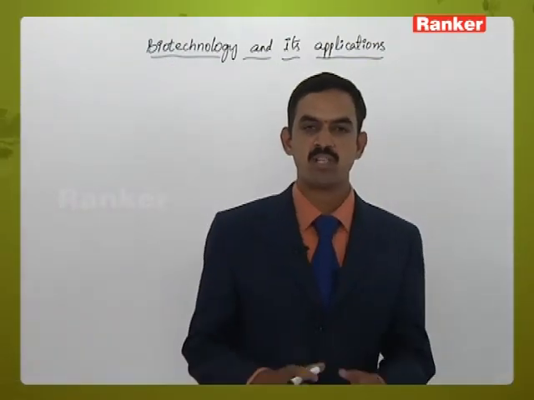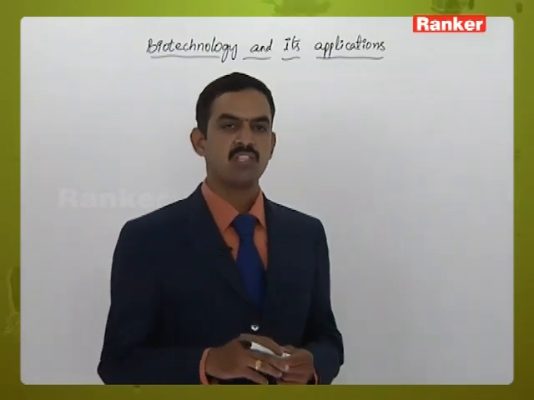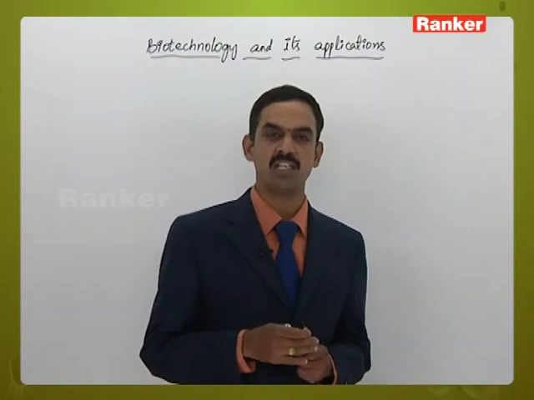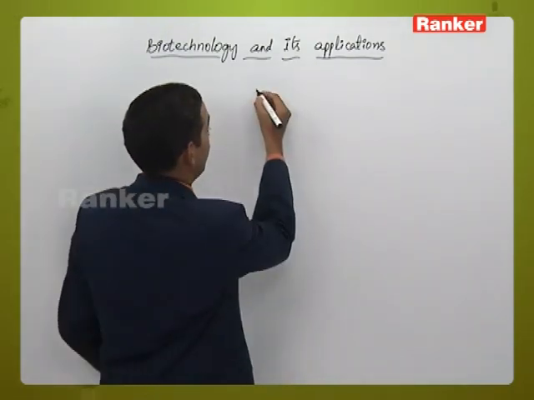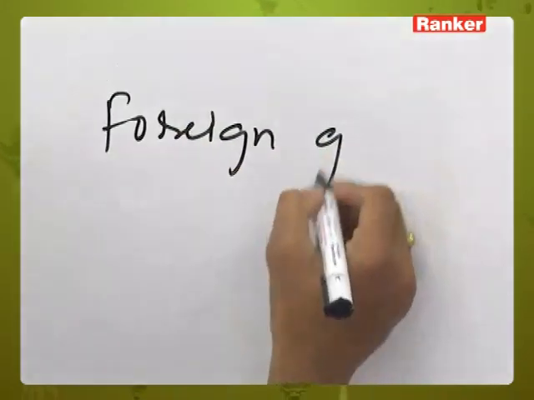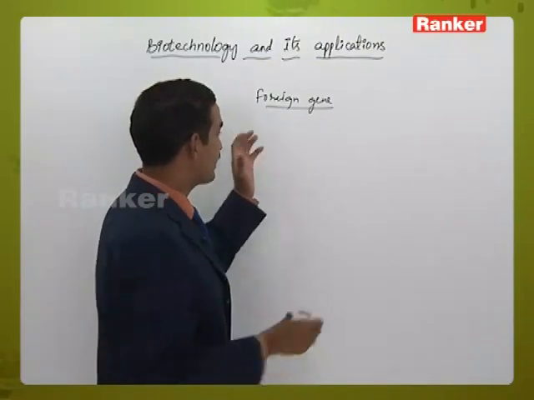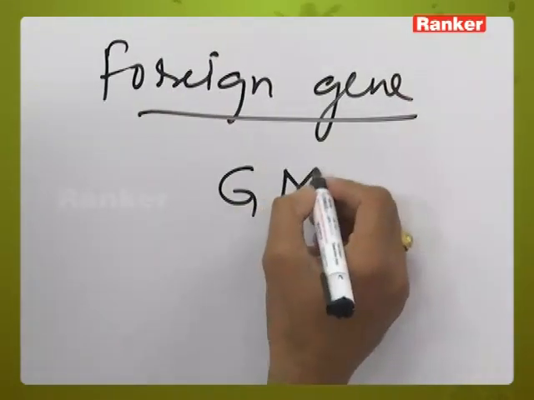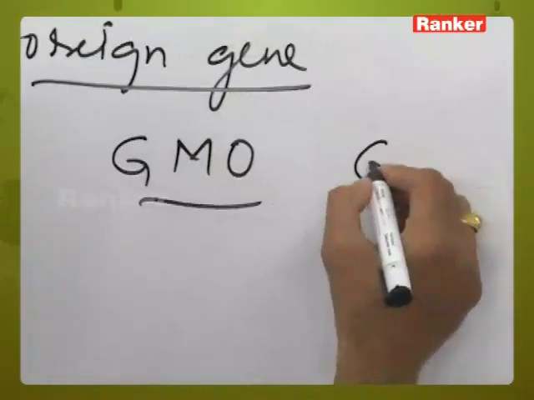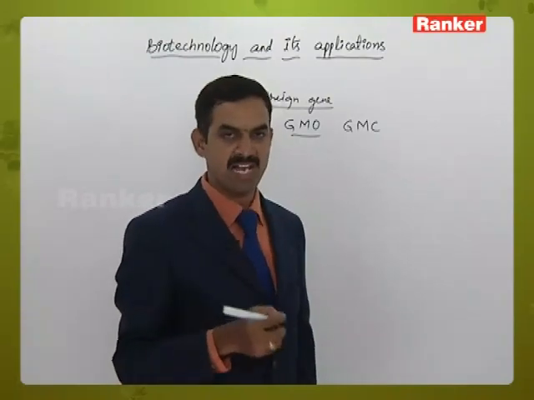Next lesson is biotechnology and its applications. In the part of biotechnology, gene manipulation has been studied, that is the manipulation of genes where a foreign gene particle is introduced into the native organism. This leads to the formation of GMOs, that is genetically modified organisms. If they are crops, we call them GMCs, that is genetically modified crop plants.